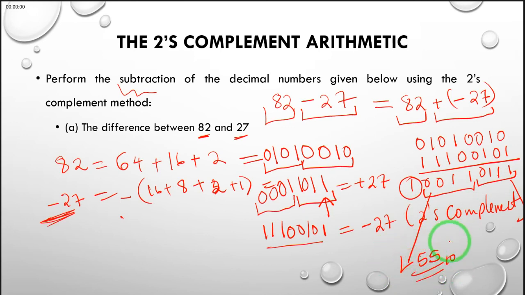So that example should be adequate to illustrate how we can perform signed binary arithmetic using 2's complement notation.